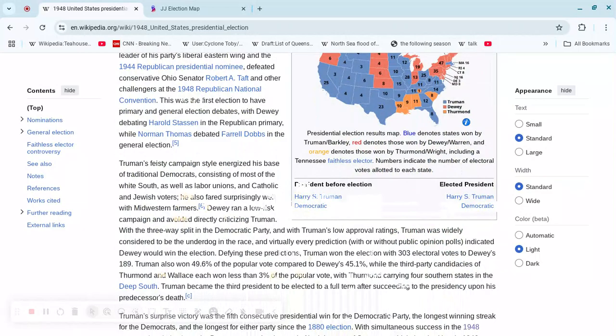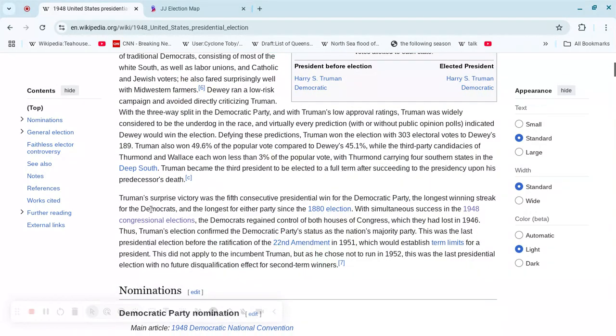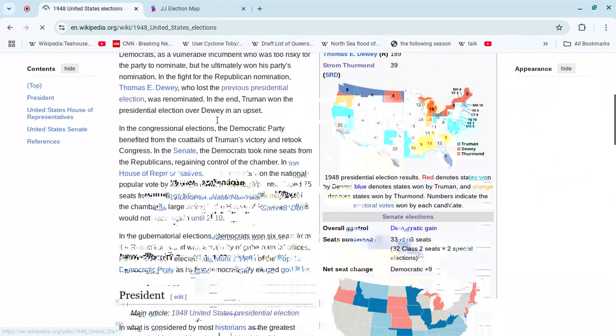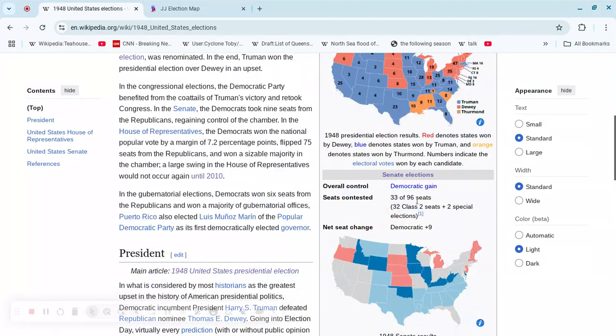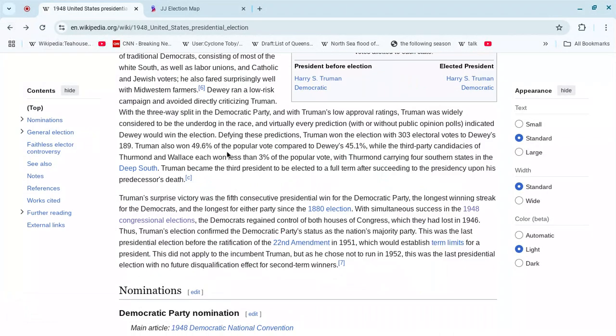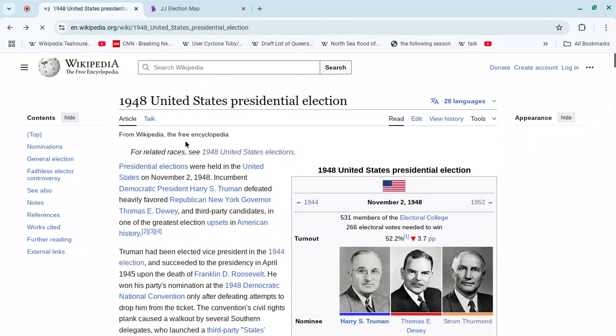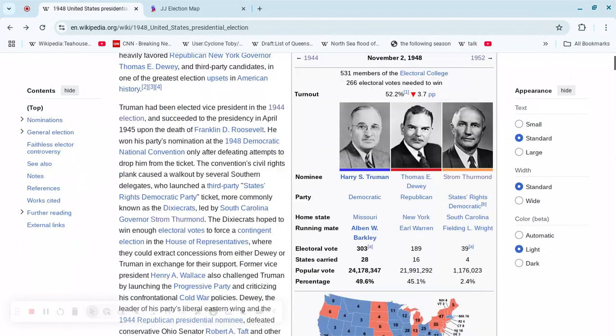So, we have that. And in case you're wondering, for the 1948 congressional elections, in case you didn't believe me, yeah, Democrats gained 9 and they gained 75 in the House, with, of course, their House margin exceeding their popular vote margin.